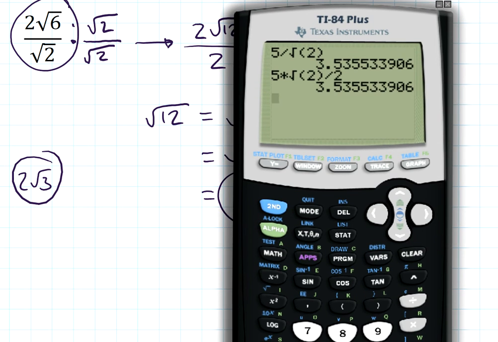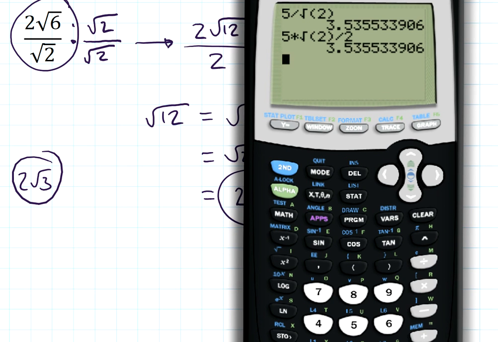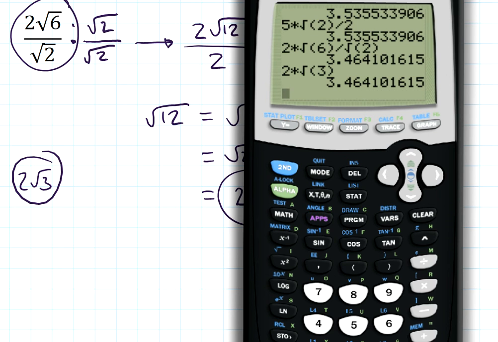And I want to demonstrate this one again with the calculator, just because it's a good way to check when you're doing these initially, just to see if you get the right idea. So if I multiply 2 times the square root of 6, and then divide that by the square root of 2, that should be equal to 2 times the square root of 3. And they're both exactly the same decimal. So this is simplified radical form: 2 root 6 over root 2 is equal to 2 root 3.